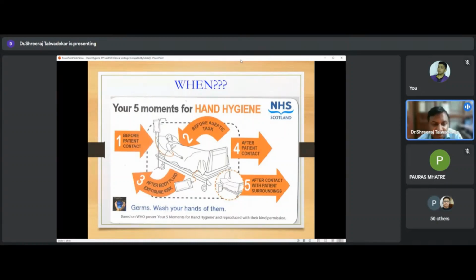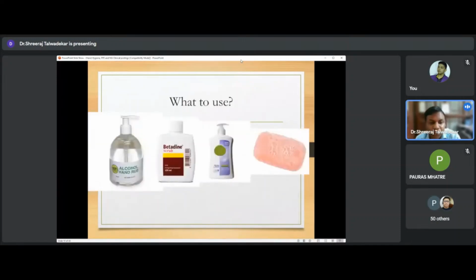So these are the 5 moments you should never forget: before and after touching the patient, before doing an aseptic task, after exposure to body fluids like CSF, peritoneal fluid, pleural fluid, or blood, and fifth is after contact with the patient surroundings. So what you can use, obviously, like I said, is an alcoholic hand rub. Betadine scrub more for a surgical hand wash that extends up to the elbow. I'm sure Monty sir will tell much more in detail.